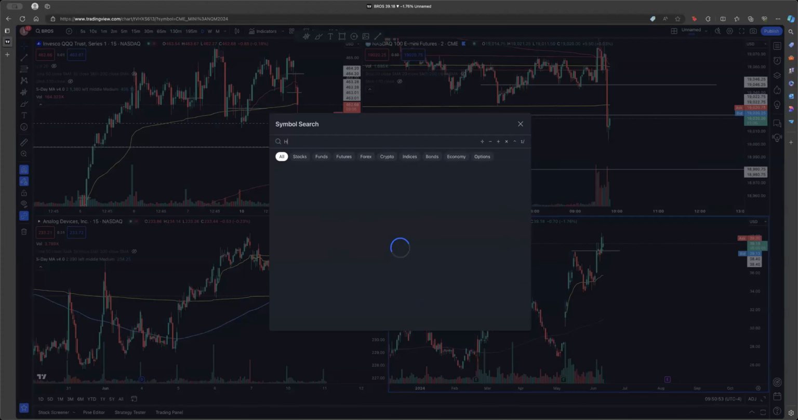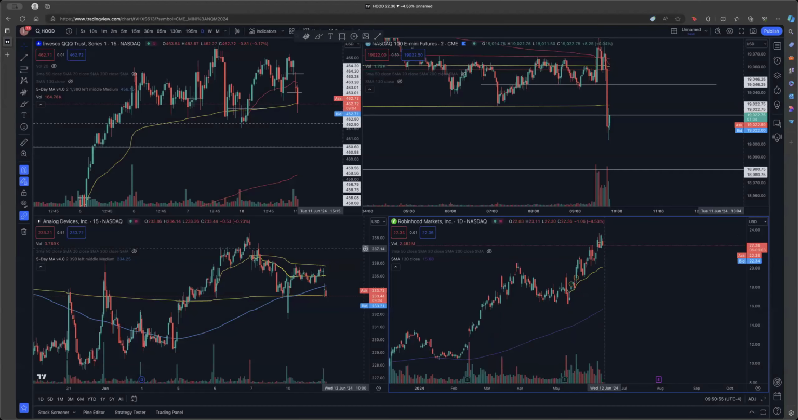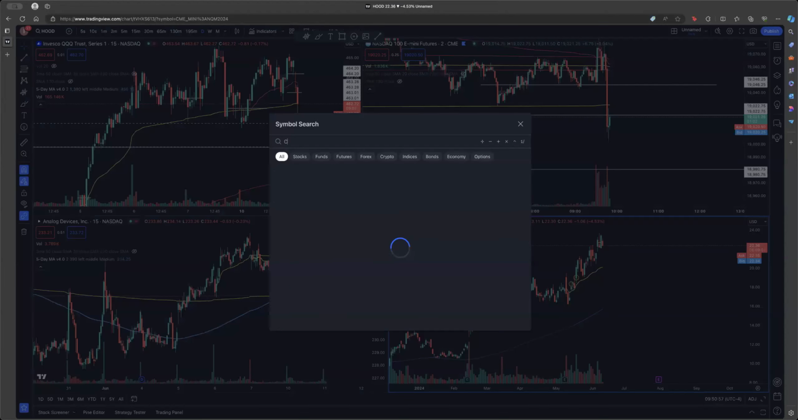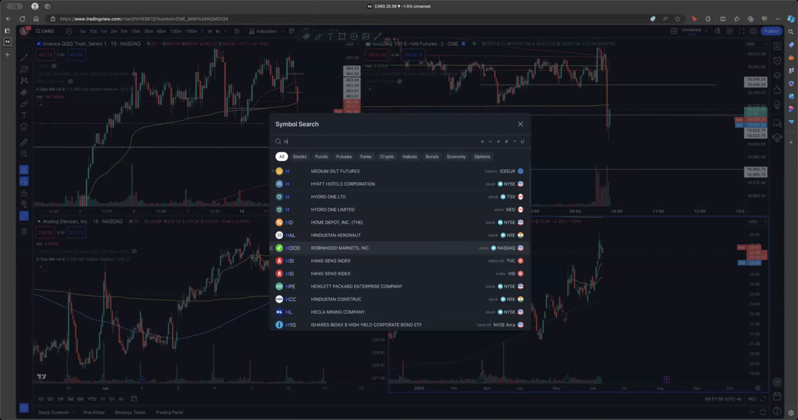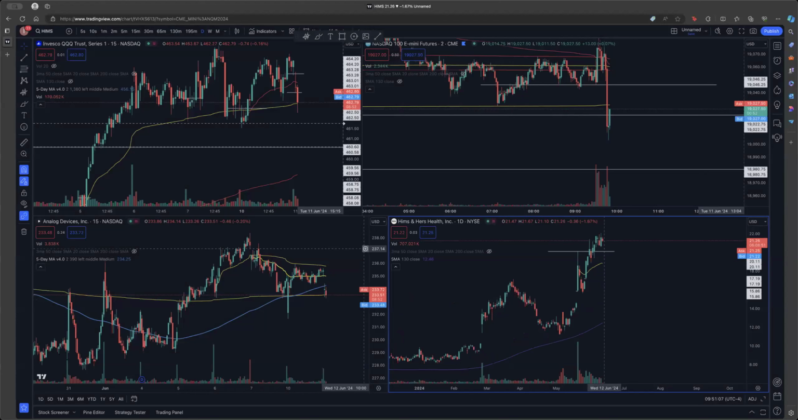Nothing is happening with Bros. No need to make any changes on Hood either. Card, no reason to make any changes over there. What has he got? Bros, Card, Hims. Yeah, no reason to make any changes on Hims either.